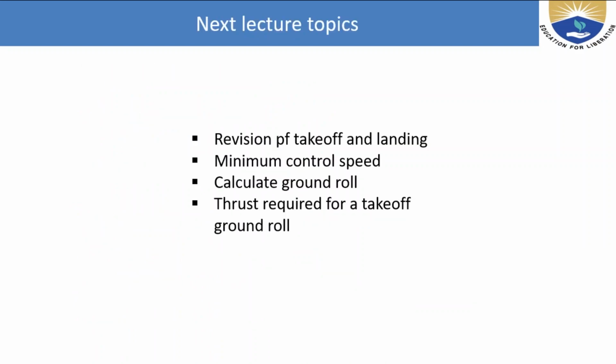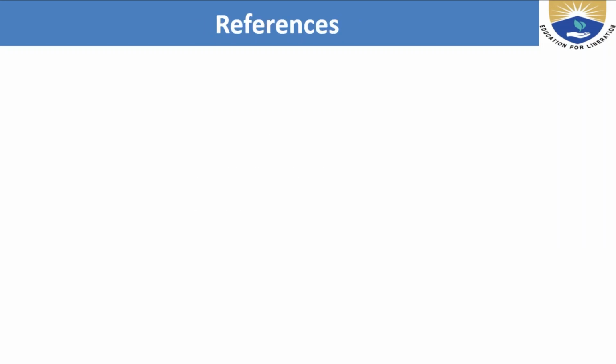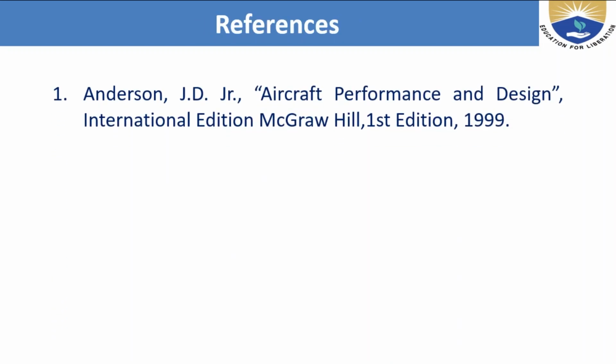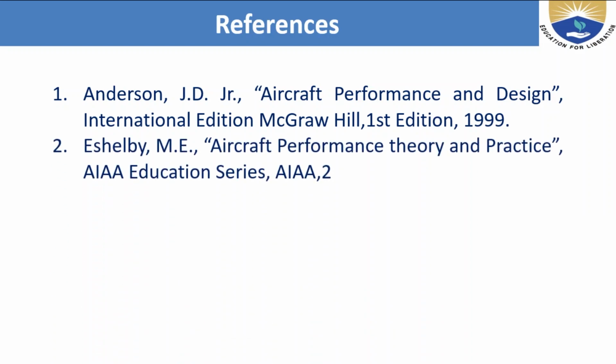So for the next lecture, we will be discussing revision of takeoff and landing, minimum control speed, calculating ground roll, thrust required for takeoff and the ground roll. These are the references which I am going to take: Anderson, Performance and Design, International Edition. Next is Asselin, Aircraft Performance Theory and Practice, AIAA Education Series, AIAA.